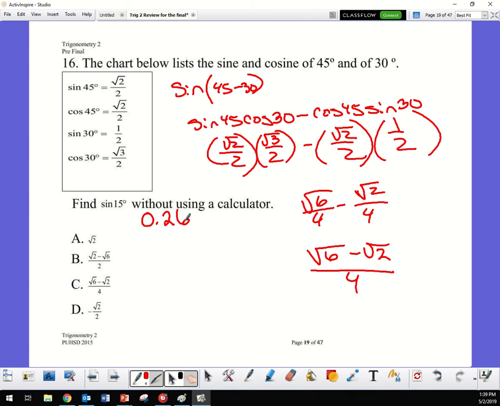Are you okay? Are you entering this in the calculator? Your calculator's off, so that's why. So no matter what, my answer is going to come out to be C. Sí se puede.